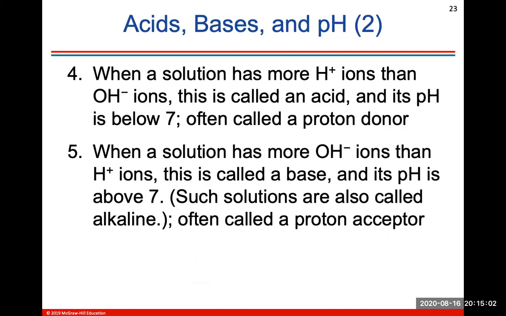When a solution has more hydrogen ions than hydroxide ions, this is called an acid, and its pH is below 7. We call it a proton donor because it'll have more of these hydrogen ions, or protons, to donate. When a solution has more hydroxide ions, we call it a base, and its pH is above 7, also called alkaline, and we call this a proton acceptor.